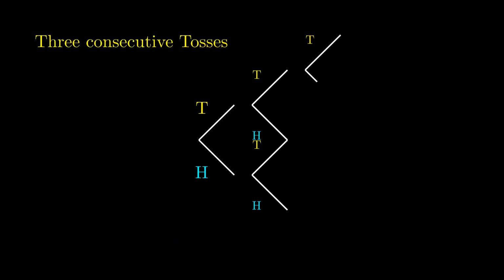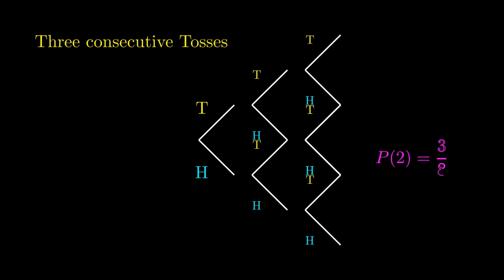For example, in the third toss, there are three ways to obtain two heads. So the probability of obtaining two heads in three consecutive tosses is 3 by 8, where 8 is the total number of outcomes or paths in this diagram.